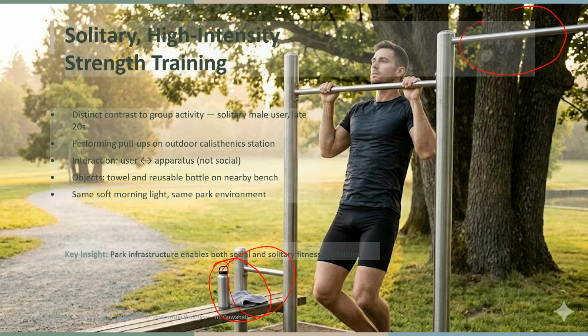There are also some benches kept over here, which implies that the public space designer had kept in mind that this particular space will be used by people who would want to bring a towel and a bottle, and they would like to keep it somewhere. They might want to take a rest between exercises, or when they are waiting for somebody to leave a particular equipment, and then it is their turn to use it. So they have also designed a bench for such activities.